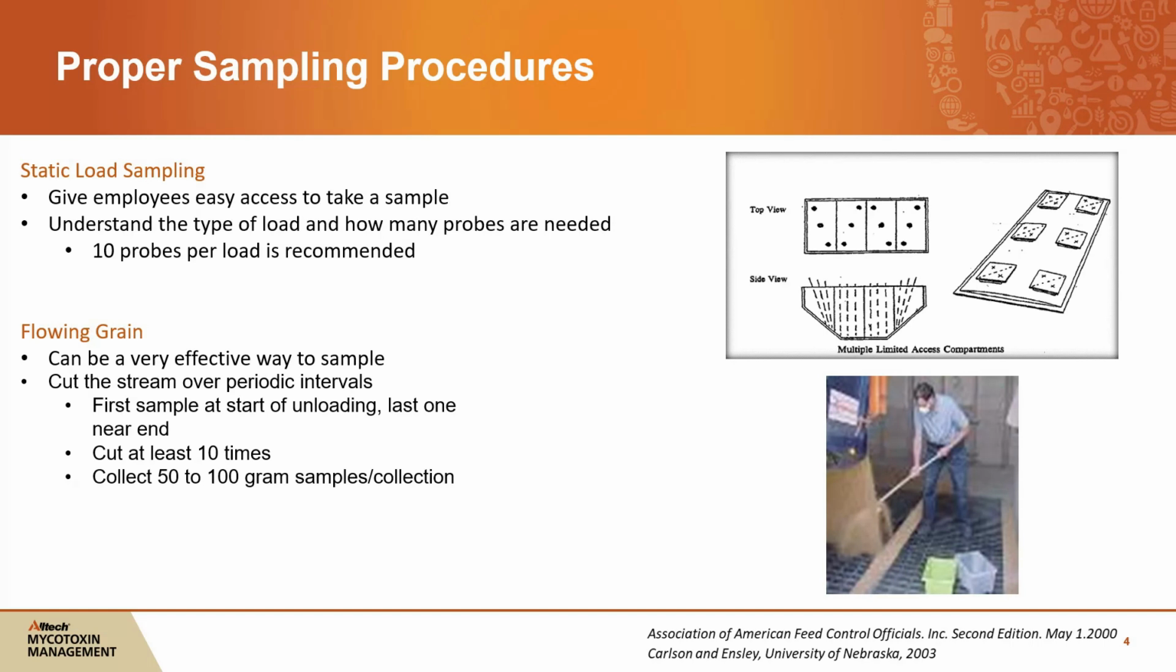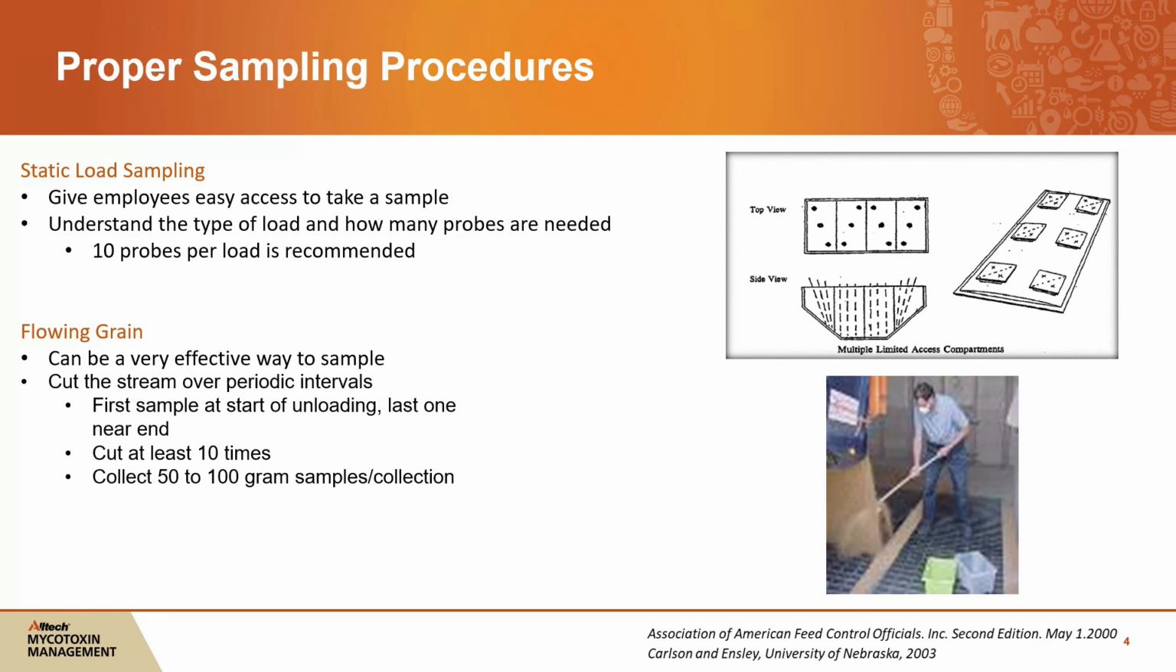So I'm just going to go over a couple of sampling procedures real quick that I feel like are most relevant to feed mills. The first one being a static load sample. The biggest problem I see with static load sampling at a feed mill is employees don't have great access to take these samples. A lot of times, safety procedures or OSHA requirements will not allow them to get up on a truck to adequately take a sample.